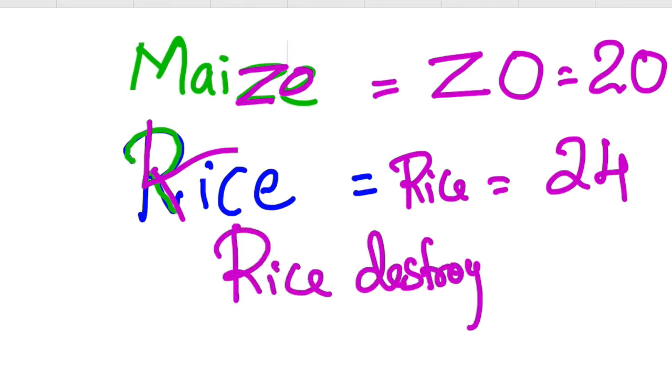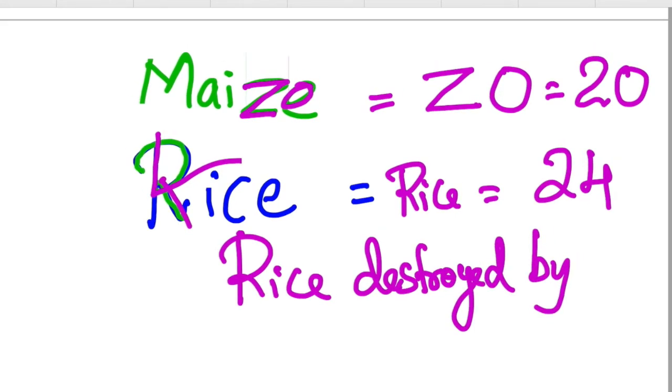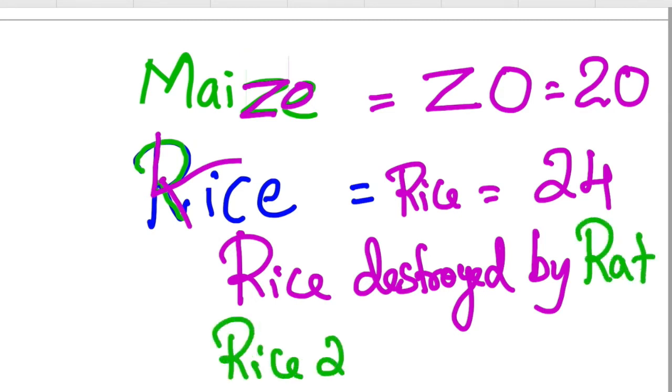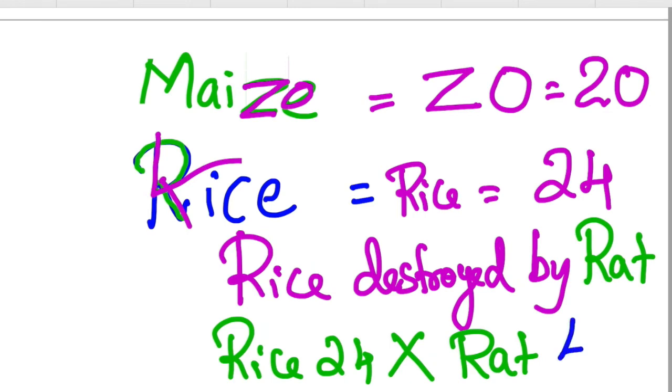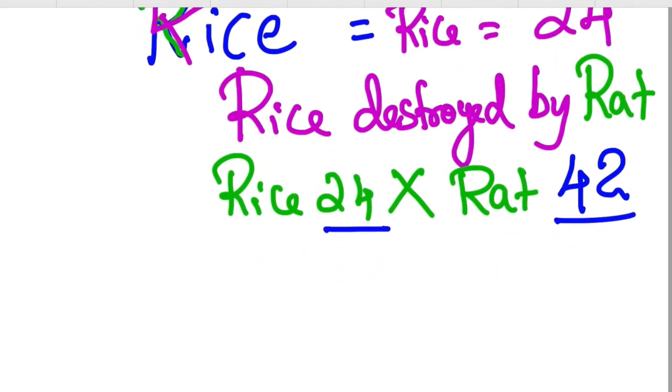And you know who is the enemy of rice? When you store the rice, who is the enemy? Yes, a rat. So just invert 24, inverted, you get 42. So for the rat it is 42. Rice 24, rat 42. Don't forget. So maize 20, rice 24 and rat 42.